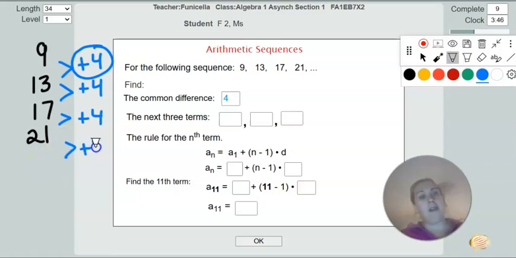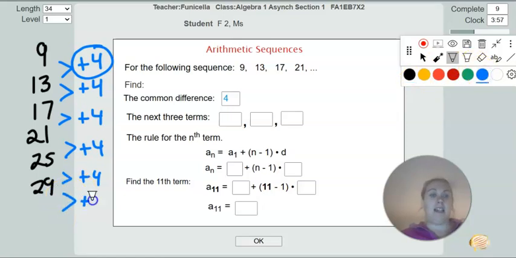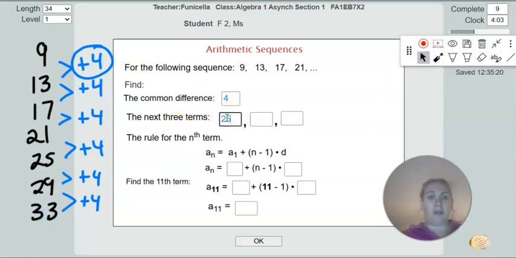So to find the next one, we do 21 plus 4, and that gets us 25. 25 plus 4 gets us 29. And lastly, we have 29 plus 4, which is 33. So our next three terms are 25, 29, and 33.